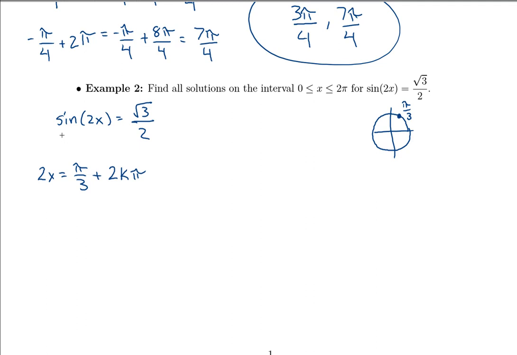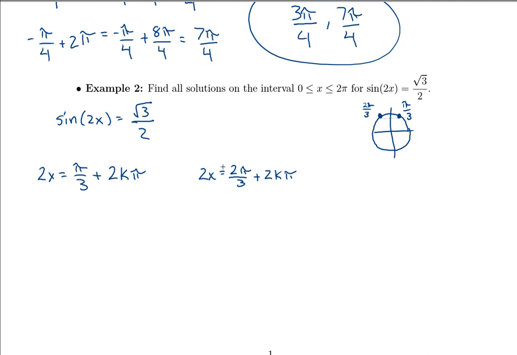But the other thing we learned in the video notes was that if pi over 3 is a solution, and we understand that sine is the y value on the unit circle, then where else on the unit circle would I have the same y value? Well, directly across here, right? And just from our knowledge of the unit circle, directly across from pi over 3 is 2 pi over 3. So what I can also do is say 2x equals 2 pi over 3 plus 2k pi.